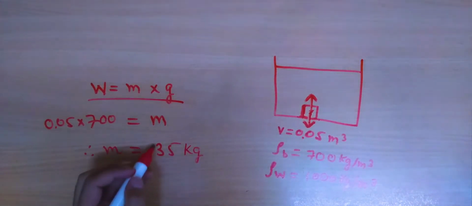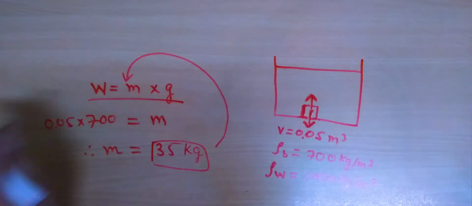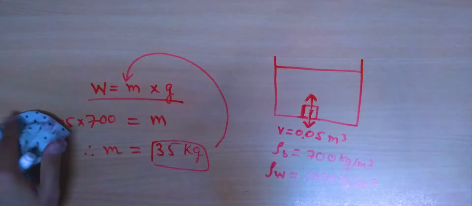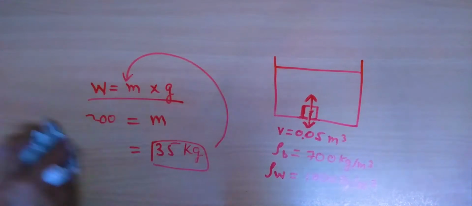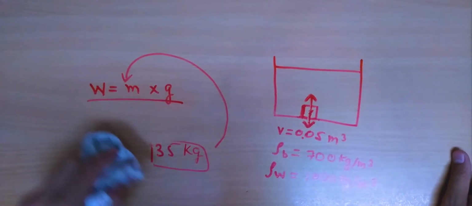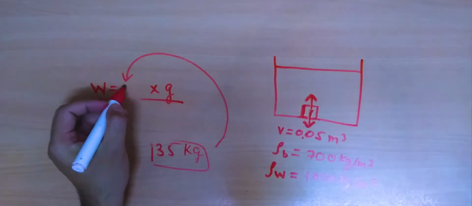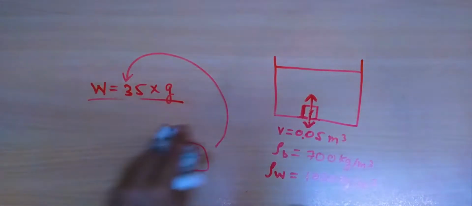Now I can take this particular value and put it into this equation here. I'll just remove the extra things. So I'll take this 35 and put it in the place of mass here, because this is the mass, 35, right?